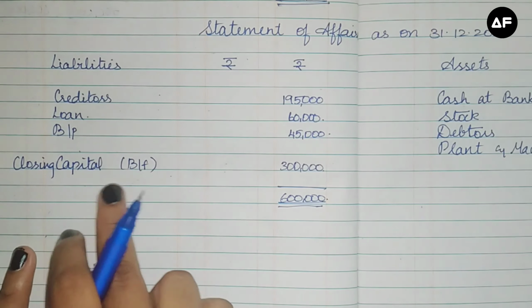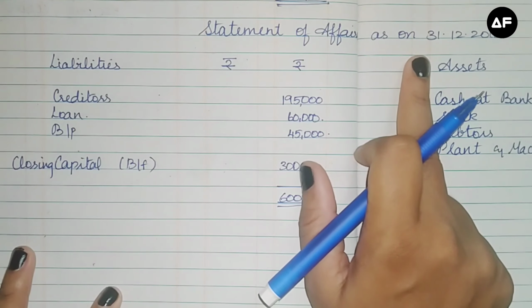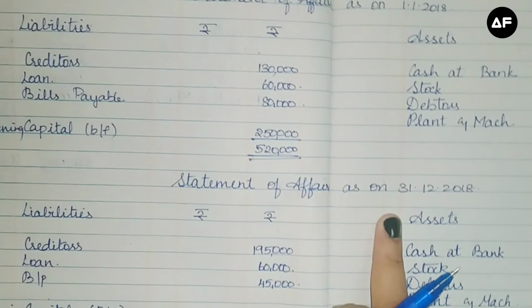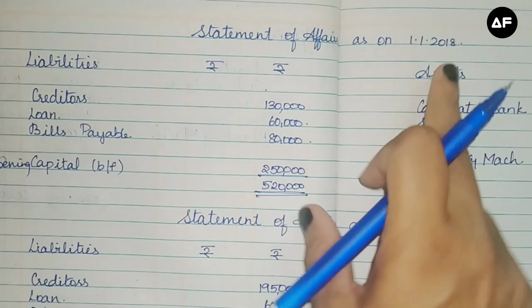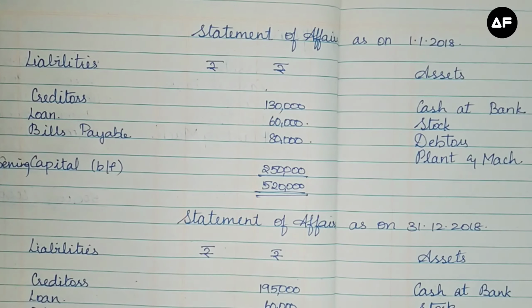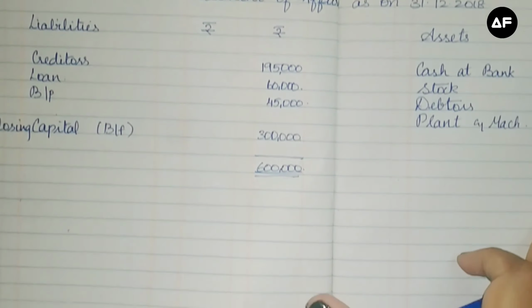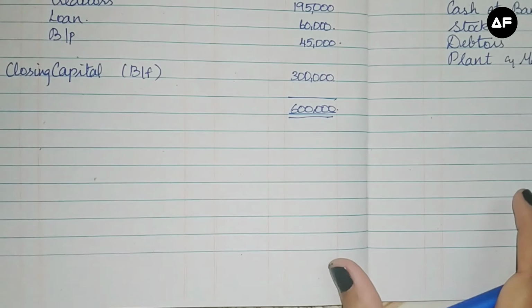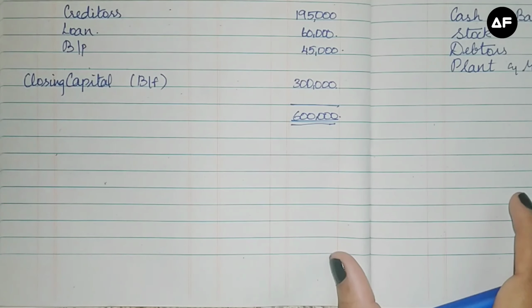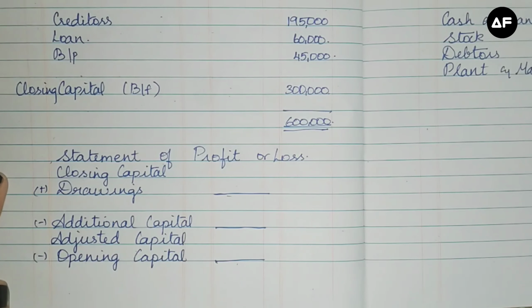Using the closing capital, which you get from the statement of affairs as on 31/12/2018, and the opening capital, which you got from the statement of affairs as on 1/1/2018, we are going to prepare a statement of profit or loss. First let me write down the format and then we can do the sum. So now let's calculate the statement of profit or loss. Now I've written down the format of it.